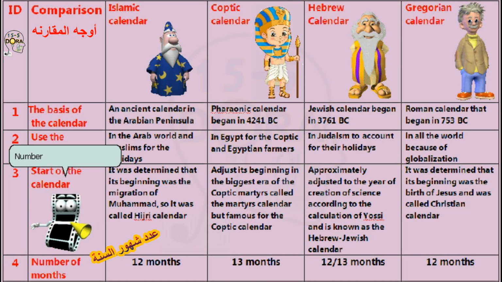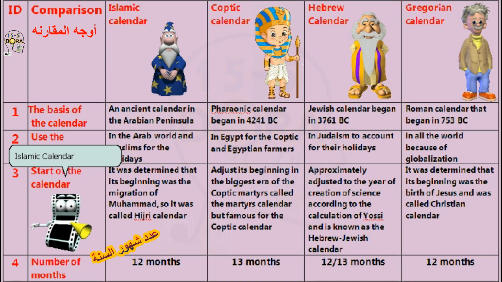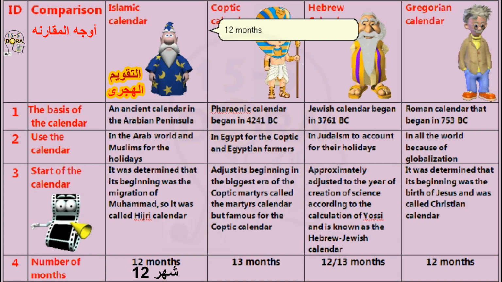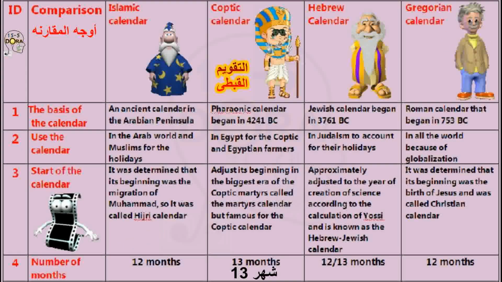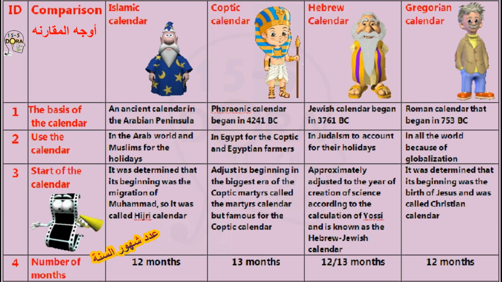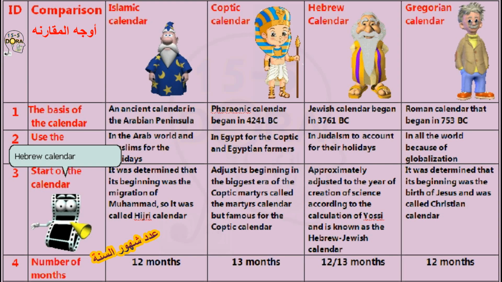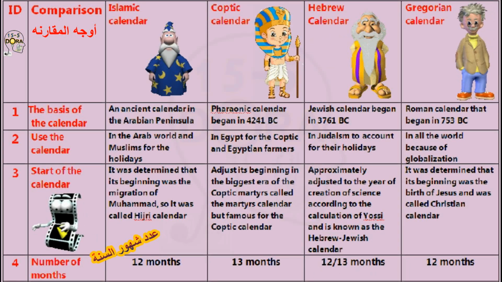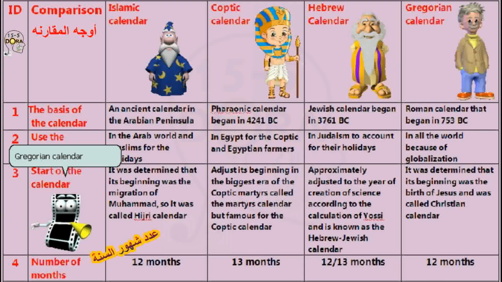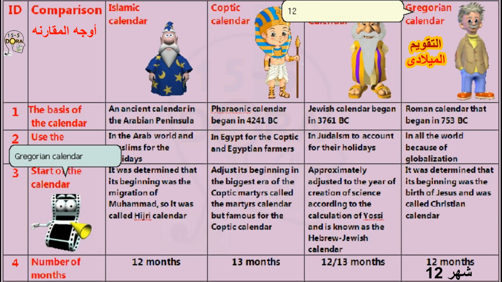4. Number of months. Islamic calendar: 12 months. Coptic calendar: 13 months. Hebrew calendar: 12 or 13 months. Gregorian calendar: 12 months.